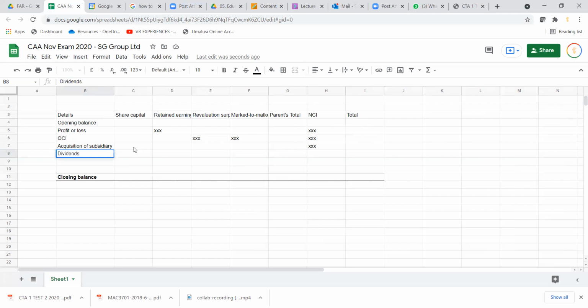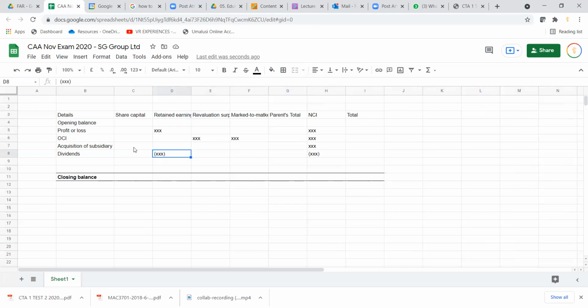Okay, the dividends will go under retained earnings. The dividends over here is only the dividends of the parent. So in our question, it will only be the dividends of SG. It won't be the dividends of MS, nor the dividends of Kim. Over here, this will be the NCI's portion of dividends from Kim and from MS. Because MS and Kim are both subsidiaries, they both have an NCI component. So the dividends over there would only be the NCI's portion of the subsidiaries. Okay, this dividend over here is only the dividends of the parent company, which is SG.